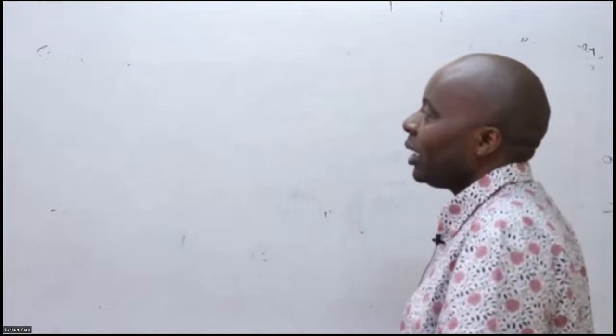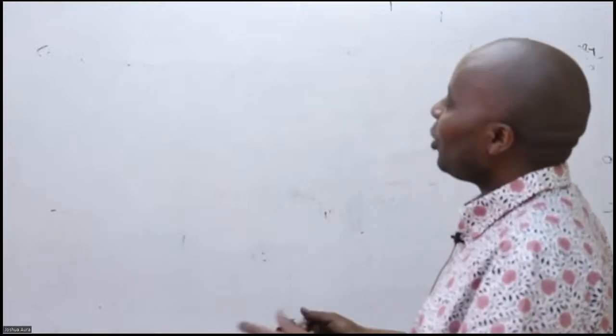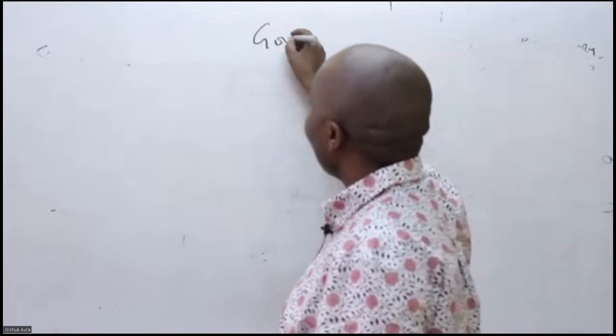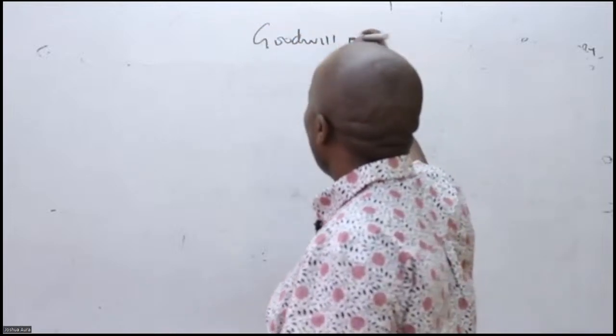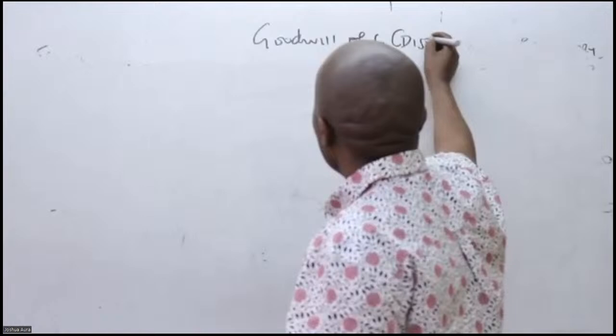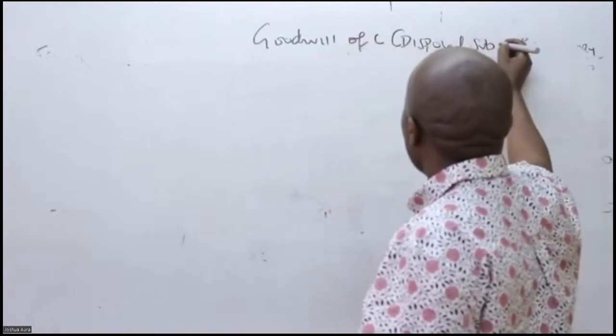And goodwill really is a simple thing. Anybody will be able to calculate goodwill. Right? So for this goodwill of C, disposed subsidiary.